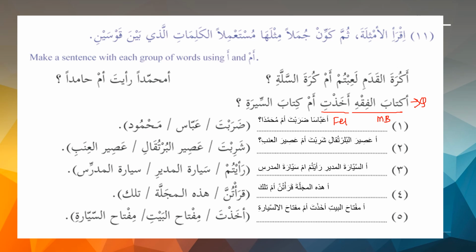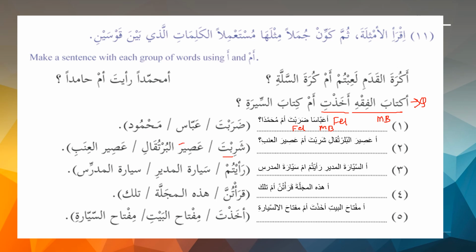And here it's Darabta, Abbas and Mahmoud. Abbasan Darabta. Muhammadan or Mahmudan. I've taken Muhammad, you can write Mahmudan. So the maf'ul bihi is coming first, it is preceded, and the fail is pushed back. So this is the structure that you need to keep in mind when making the question with Hamzatul Istifham and using am in between. Sharibta asir al-burtuqali.